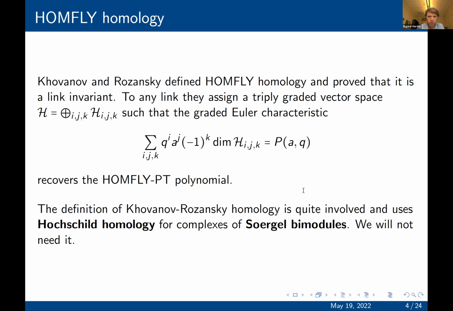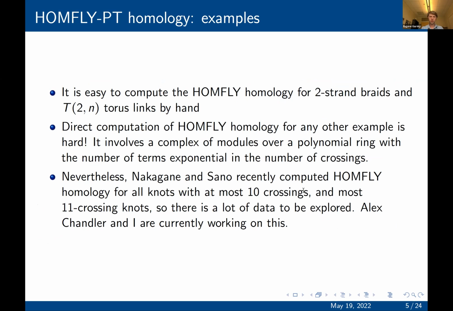Okay, all right, so what do we actually know? The general picture is that for 2 strands, you can just do it by hand. Any knot or link that you can get from a 2-strand braid gives you a T(2,n) torus link. You can compute the answer, it's not hard. And then any other example is super hard.